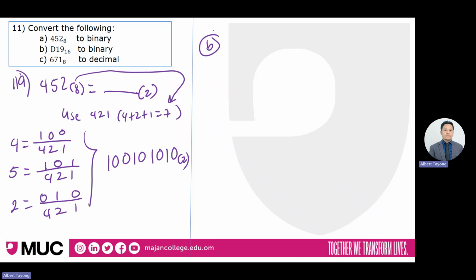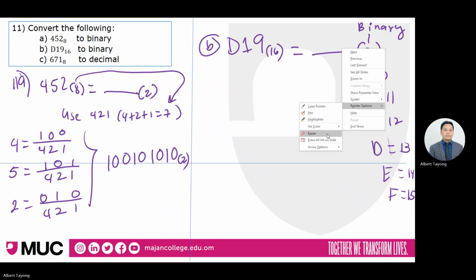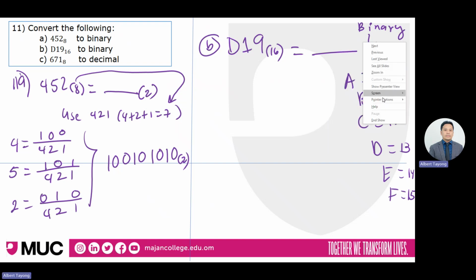Right, so letter B, we have D19 base 16 going to binary. Binary is base 2. Okay, so you have to memorize this. From 10 to 15, you have to convert to the corresponding letters. We have from A until F. Okay, so it means that our D is 13. You can see here.